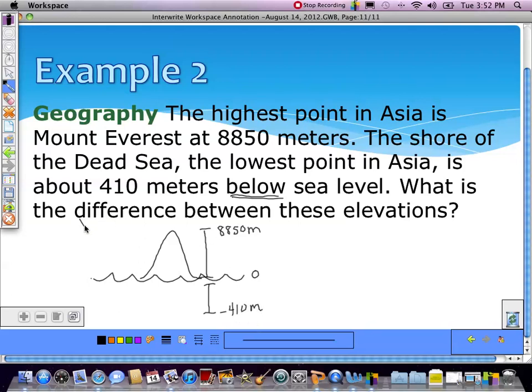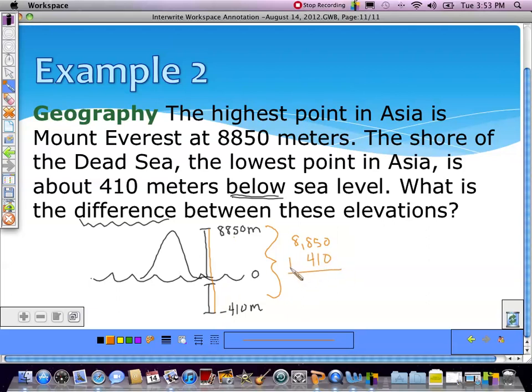What is the difference between these elevations? Well, using the picture, I can find the difference between the top of this mountain to the very bottom of the Dead Sea by simply adding the numbers. You see, from here to here is 8,850 meters. And then from 0 to negative 410 represents a distance of 410 meters.